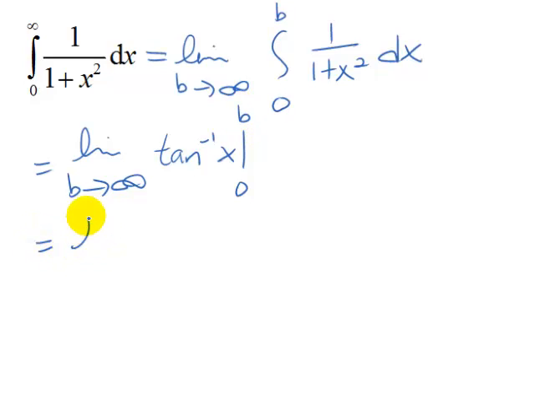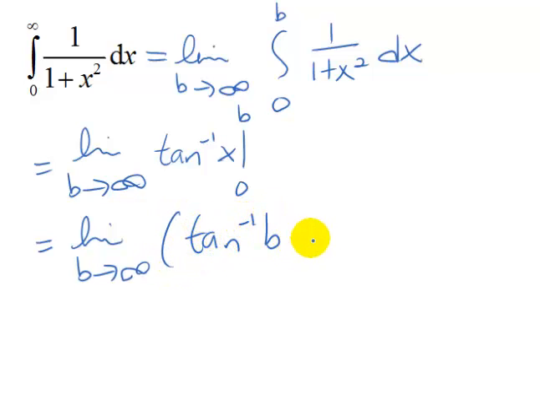Now as we look at that, we're going to have the limit as b approaches infinity of the inverse tangent of b minus inverse tangent of 0. So let's think about this for a minute, and maybe we'll look at this part first. This is basically asking us where is the tangent 0, and we know that is at 0. So this part is 0.